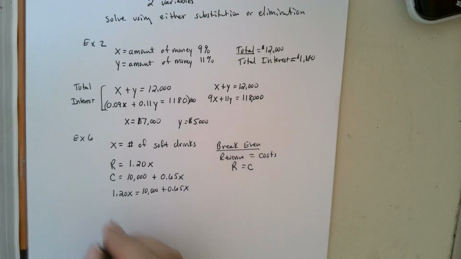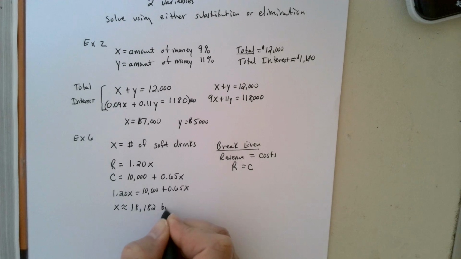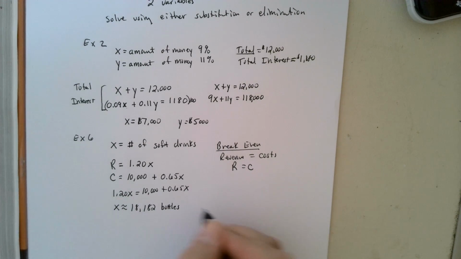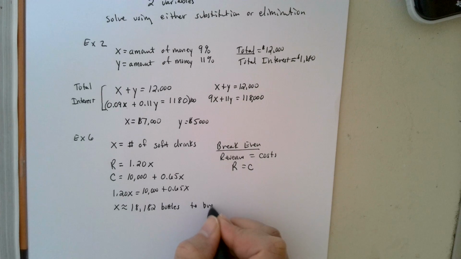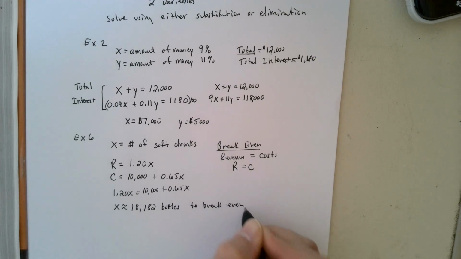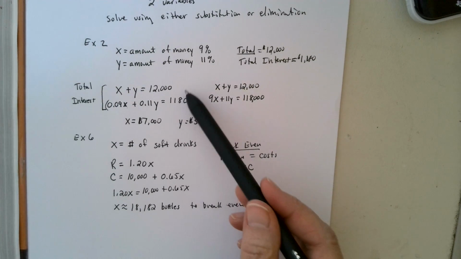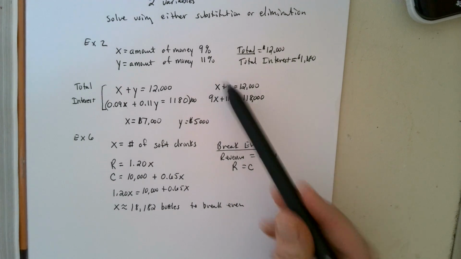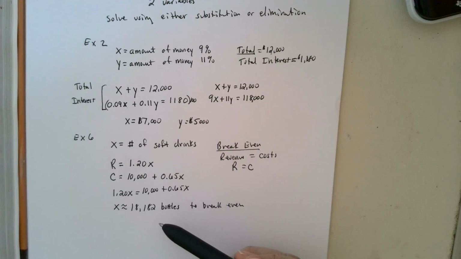And you can see in the book where it says that they need to make approximately 18,132 bottles to break even. So you can see from the two examples, our first example was set up for elimination, whereas our second example was more of a substitution. So on each word problem, once you have it set up, you can figure out how you want to proceed to solve it.